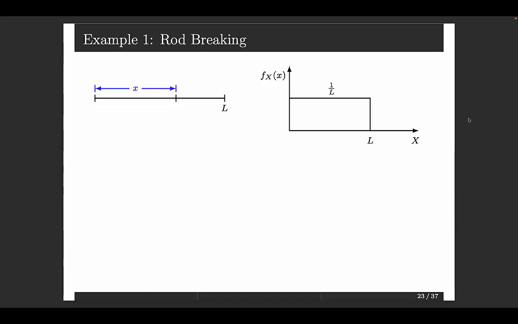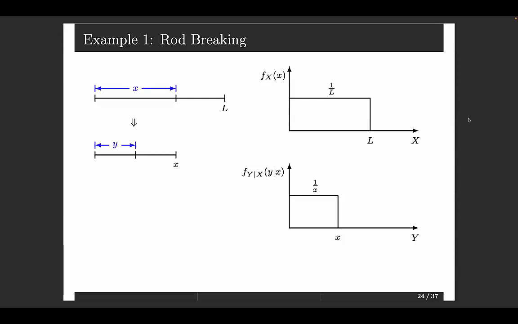After the first piece breaks, the second piece breaks, and let's call that a distance little y. The location of the second break y is dependent upon the location of the first break x, because now the distance y can only be between 0 and x.